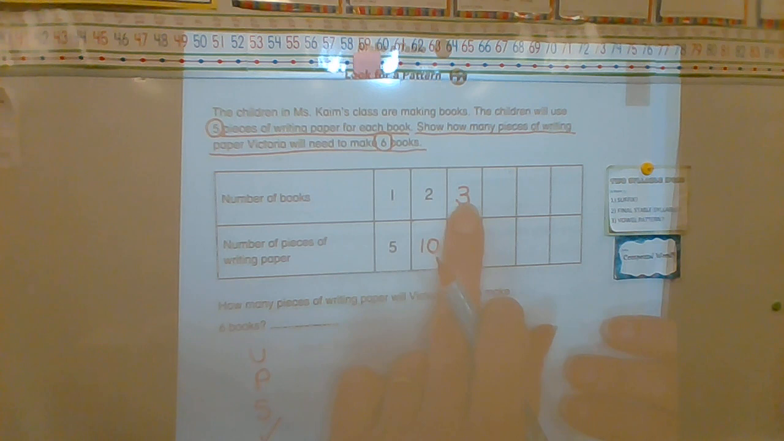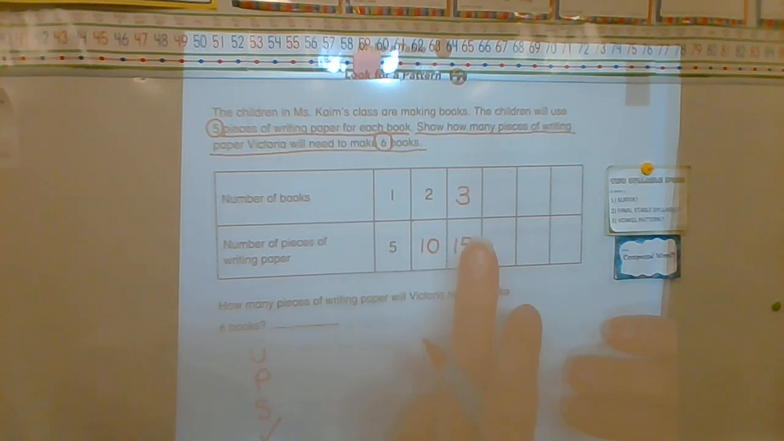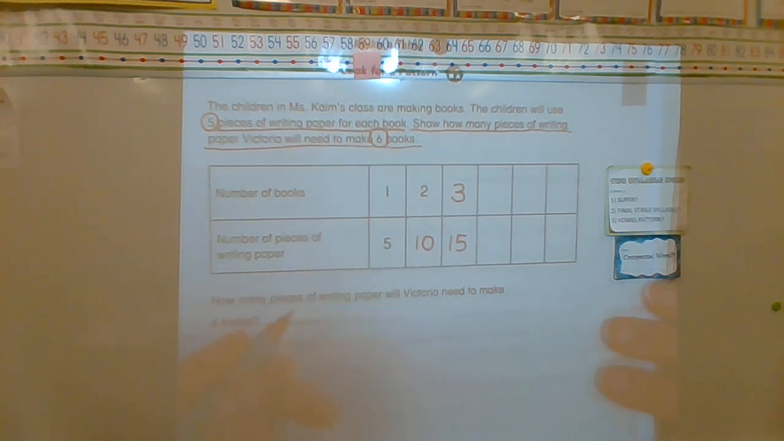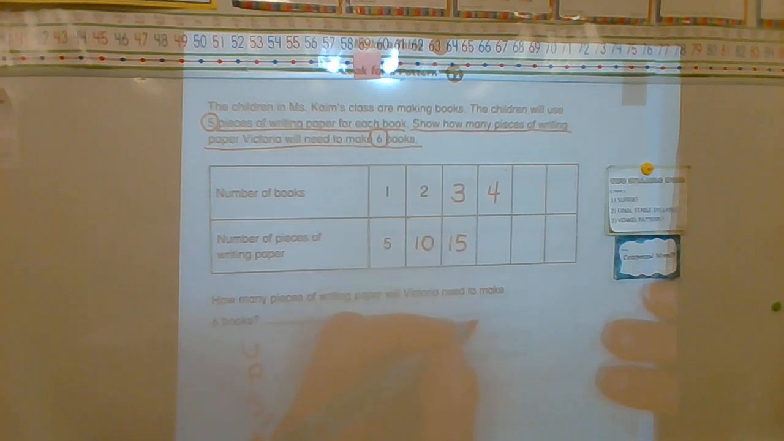Let's see if we see a pattern on the second row. 5, 10. That's right. 15. What are we counting by? 5, 10, 15. That's right. We're counting by 5s. That's our pattern. So let's go ahead and finish. There are 3 books. You need 15 pieces of writing paper. If there are 4 books, how many would you need?